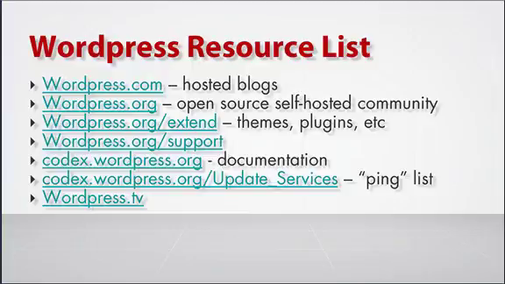Now, WordPress.org, on the other hand, is where the self-hosted community shows up. That's where all the open source code is. You can download, you can get your themes, your plugins, your documentation, and so on for the software that you install on your domain. Okay, so if you want to look at themes and plugins, etc., these are the things that extend the look and feel, change the look and feel, extend the functionality of WordPress. The link is wordpress.org/extend. And if you want to get support through the forums, wordpress.org/support.